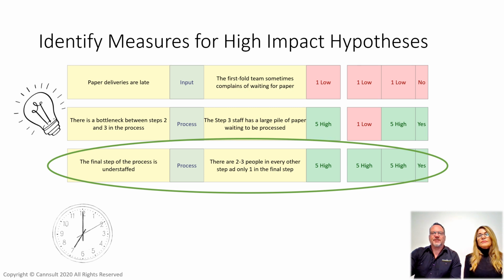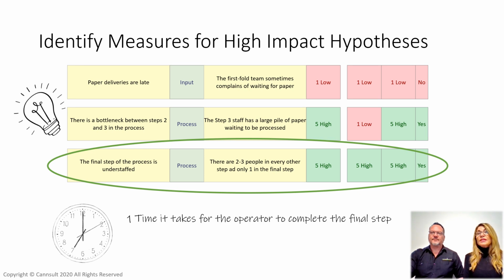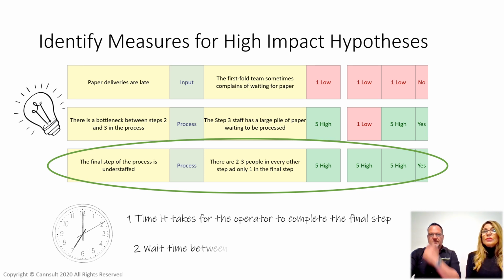In our example here, the team has decided that there are 2 different measures that will help the team to validate the hypothesis. 1, they will measure the time it takes for the operator to complete the final step. And 2, they'll measure the wait time between steps 4 and 5. So we have 2 time-based measures.